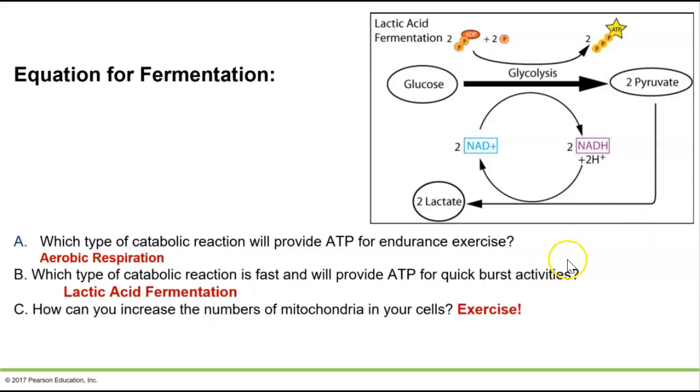How can you increase the number of mitochondria in your cells? Well, you can do more exercise. Studies have shown that people that routinely exercise and train do have more mitochondria in their cells. So there's always a variable number of mitochondria from hundreds to thousands in each cell. And the cells do have the ability to make more of those.